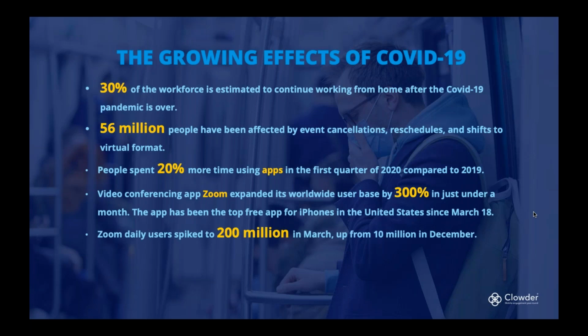And to further put that in percentage, their daily active users is up 20x. So they had 200 million in the month of March, and they had 10 million in the month of December.